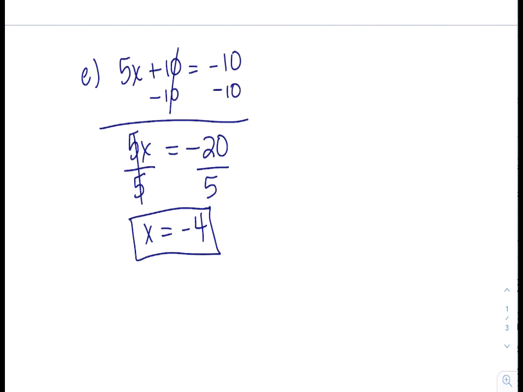For all of these, you can always check your work by plugging in x into the equation and making sure that it makes the statement true.